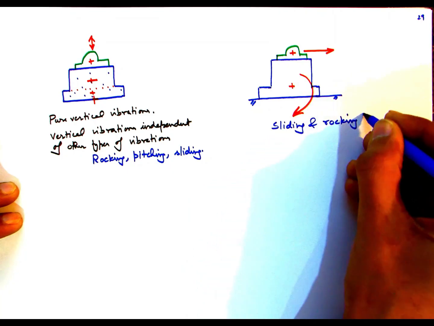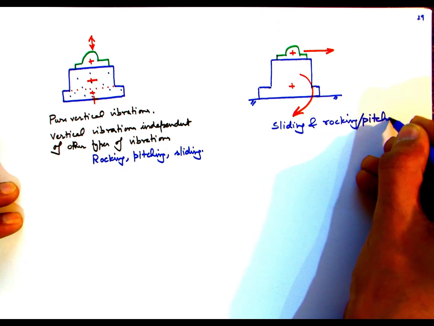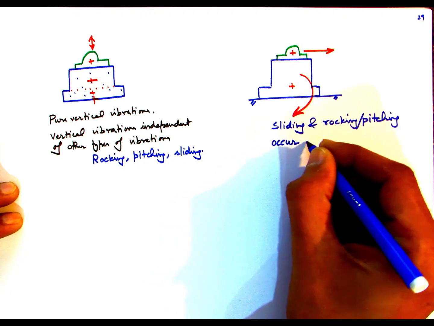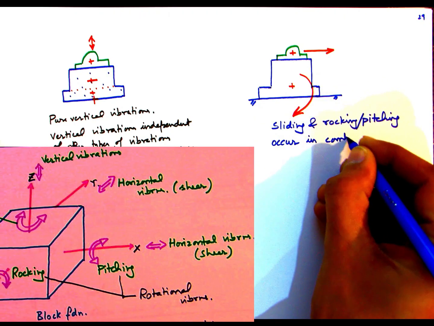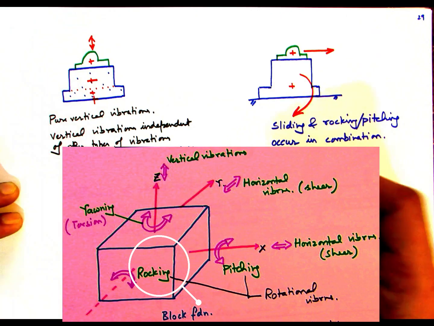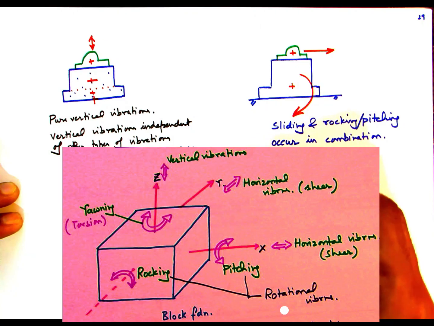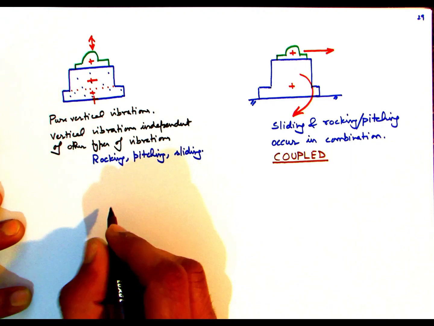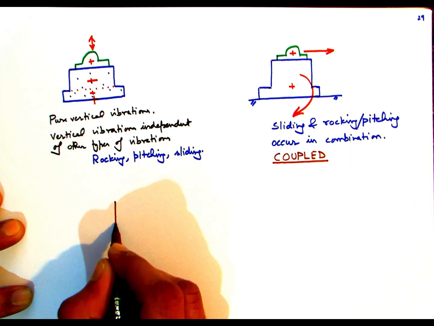Because of this reason, sliding and rocking or pitching are always coupled. So we just want to highlight that rocking is basically the rotational vibrations which are in the plane of the sheet, and pitching are the vibrations which are out of the plane of the sheet. So we will be dealing with sliding and rocking, and the same kind of treatment shall be there for sliding and pitching, but the two are coupled.